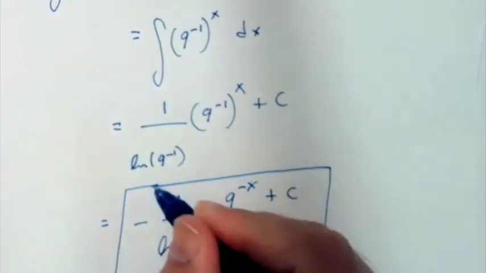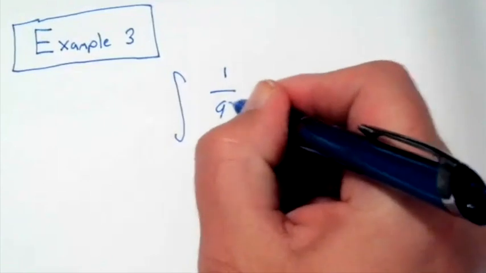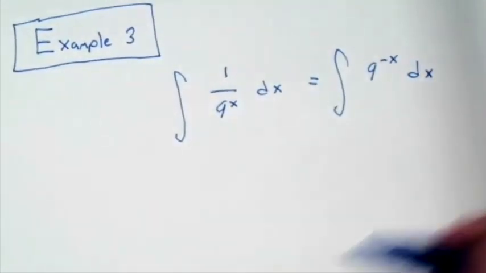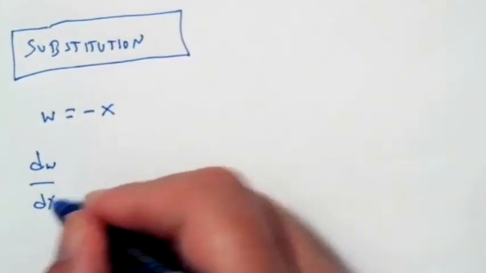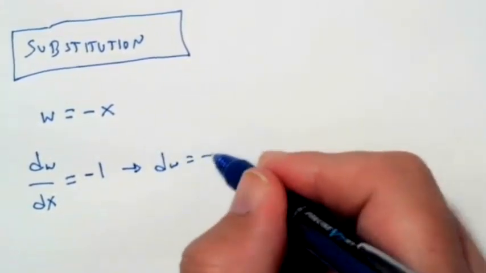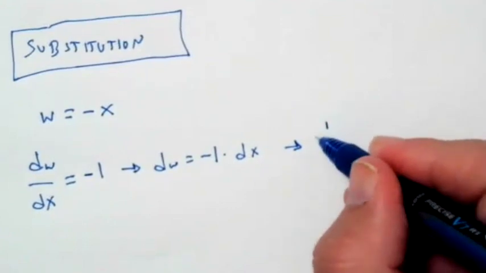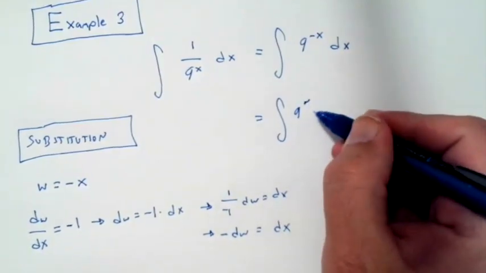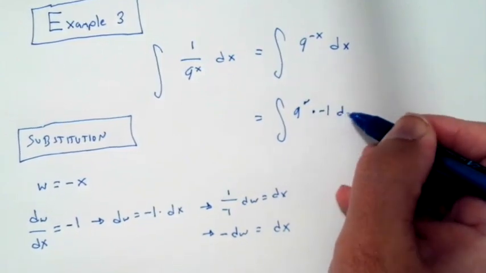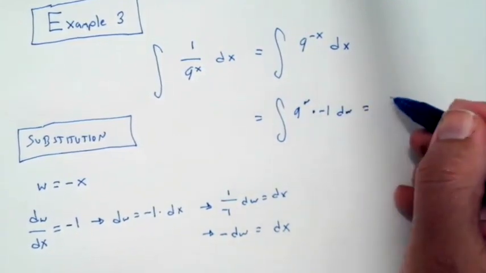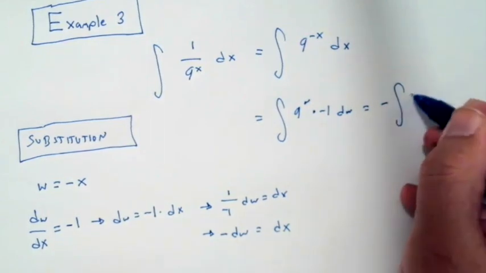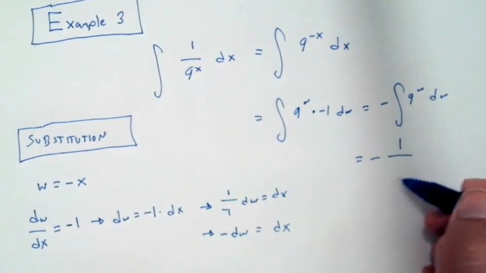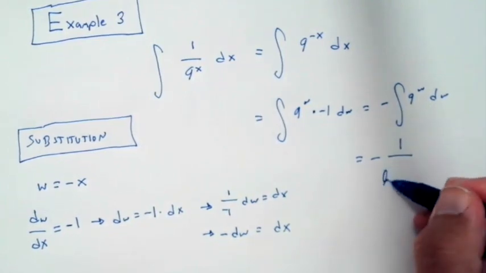We could also use substitution here. If using substitution, we would look at rewriting 1 over 9 to the x dx as 9 raised to the negative x. Then we would make the substitution w equals negative x, which gives dx equals negative 1 times dw. Plugging those back in gives the indefinite integral of 9 raised to the w times negative 1 times dw. We pull the negative 1 in front to get negative 1 times the indefinite integral of 9 raised to the w dw. This is equivalent to negative 1 over natural log of 9 times 9 to the w plus c.